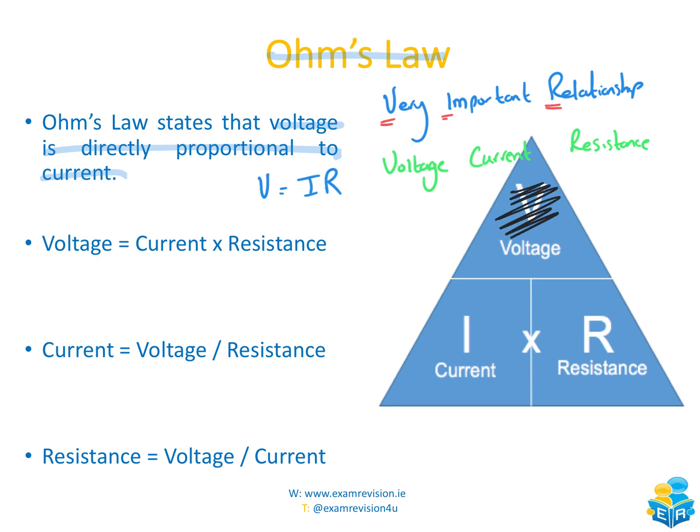So we're going to cover up the V. And what are we left with? We're left with current multiplied by resistance. And that's exactly what we have over here. Voltage equals current multiplied by the resistance. So I'll rub that back out.